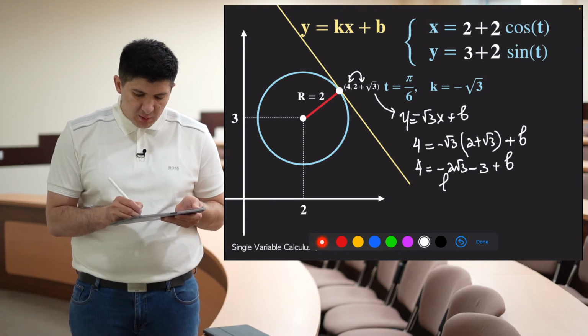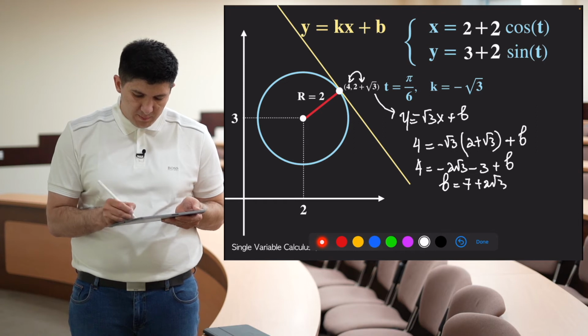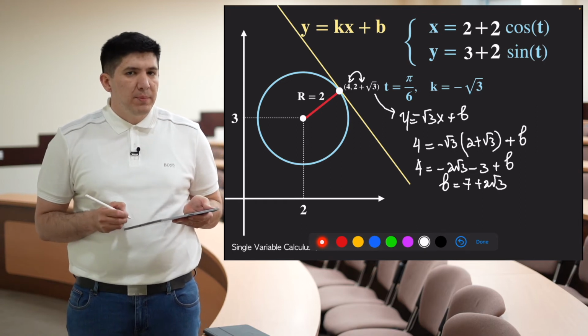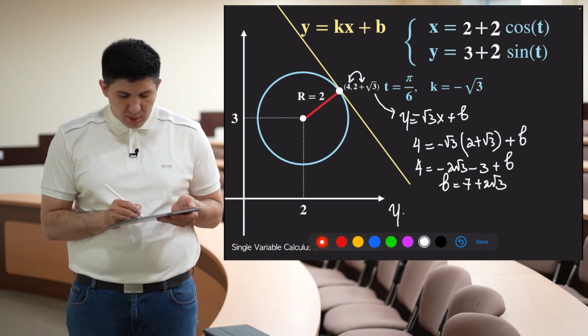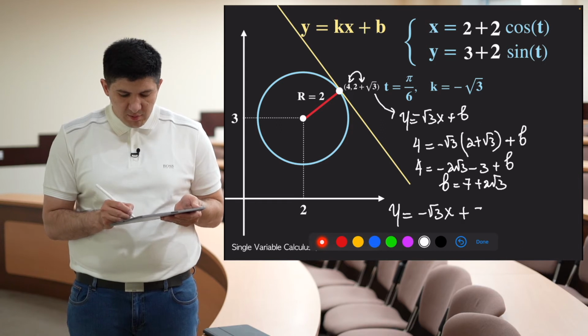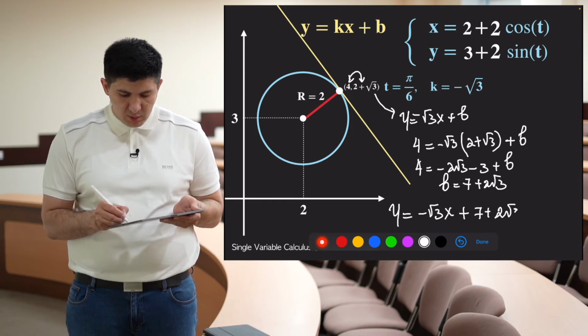and b is going to be equal to 7 plus 2 square root of 3. Well, that's going to be the y-intercept. So if you would like to find the equation of the tangent line, then it is going to be y equals minus square root of 3 times x plus b, which is 7 plus 2 square root of 3.